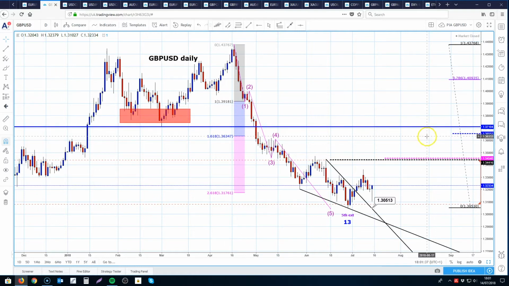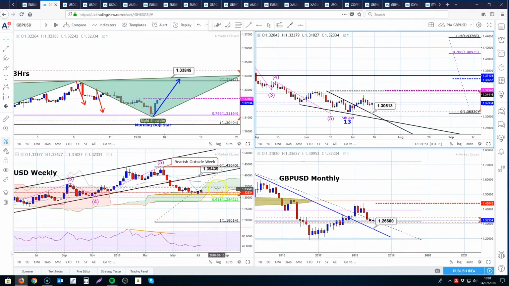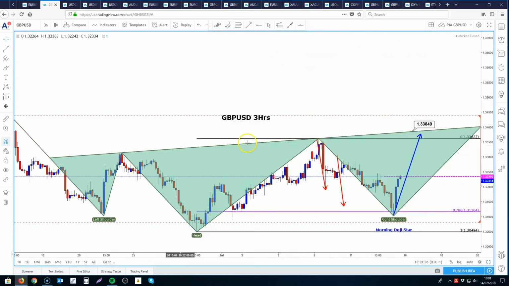And we've also highlighted this level. 137.10 is previous support; it now becomes resistance. We've got a potential target level up here at 136.55. We're going to explain why we've come to that conclusion.